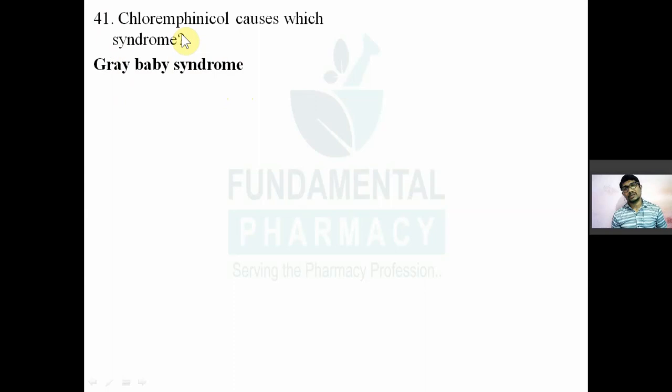Now what is chloramphenicol? Chloramphenicol is nothing but an antibacterial drug. It is a broad spectrum antibacterial drug. Originally it was obtained from Streptomyces venezuelae. Now it is semi-synthesized. Remember the source also, again very important, and remember the mechanism of action. What is the mechanism? It inhibits the protein synthesis of bacteria by binding to the 50S ribosomal subunit.